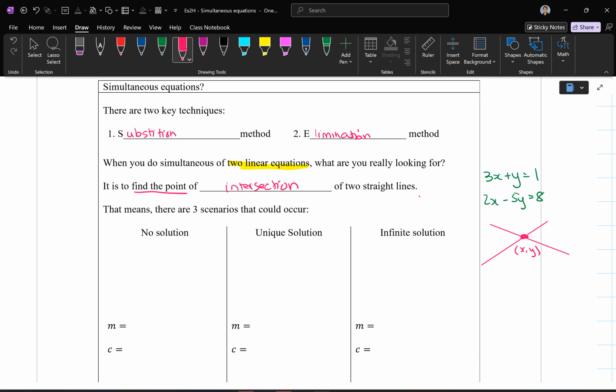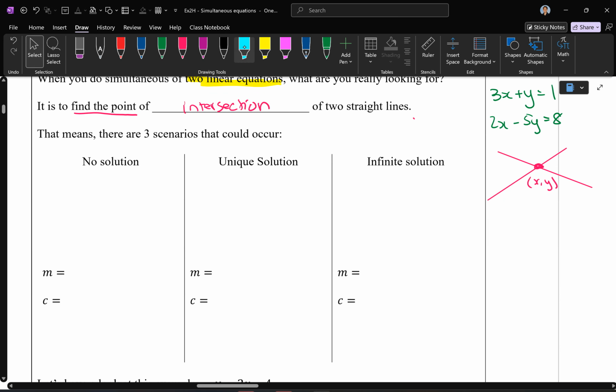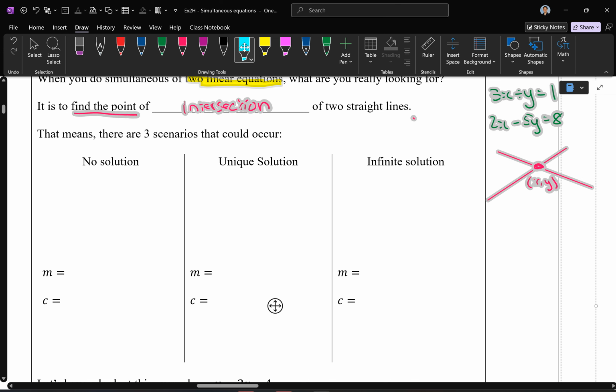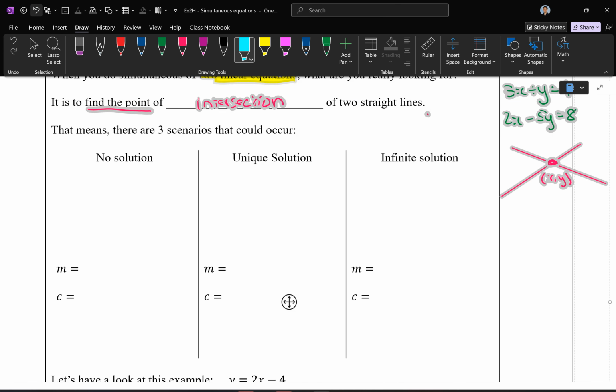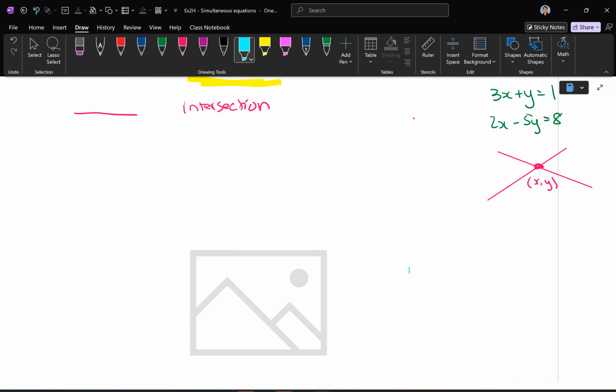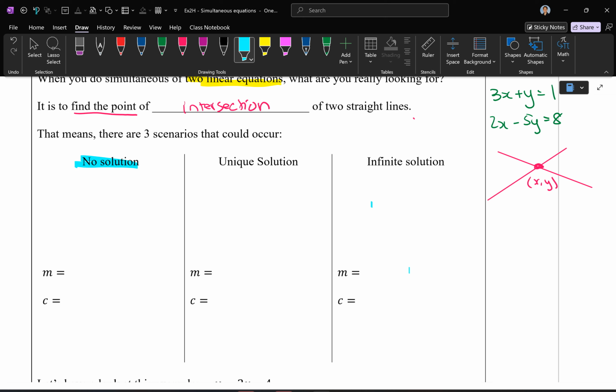In this exercise, they want you to be familiar with three key words: no solution, unique solution, and infinite solution. What does this mean? Exercise 2H wants you to understand that if you've got two straight lines, the only way you don't have a solution, meaning no intersection, is if the two straight lines are parallel. That's the only way they're never going to intersect.